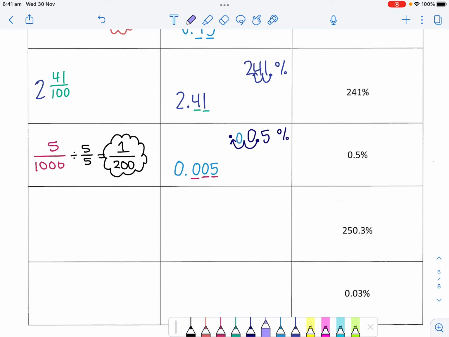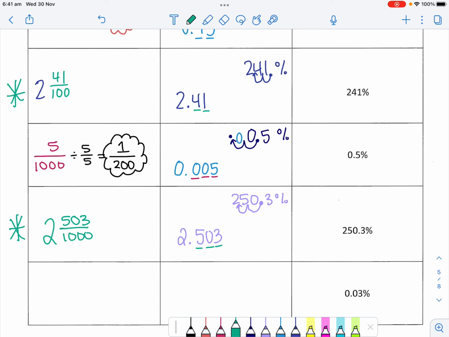So 250.3%. Here's my decimal. I'm going to move it 2 places to the left. So 2.503. Do not lose any digits. This one right here is like this one up here. So I'm going to have that number in front. And then I'm going to count my decimal places. So 503 is in the thousandths place. So it's going to be 503 over 1,000. And this one cannot be simplified.